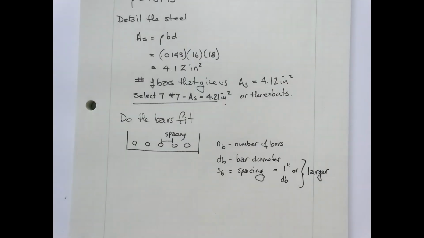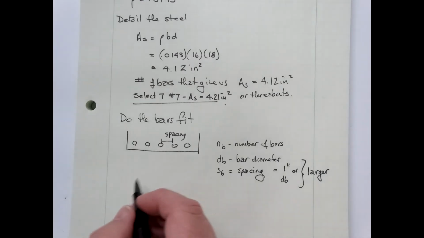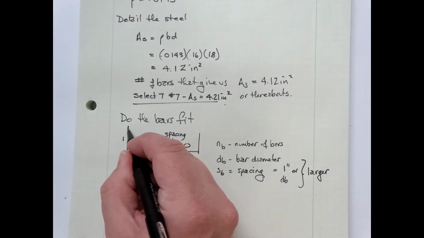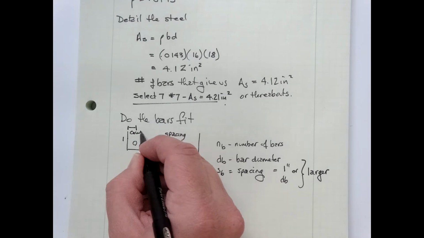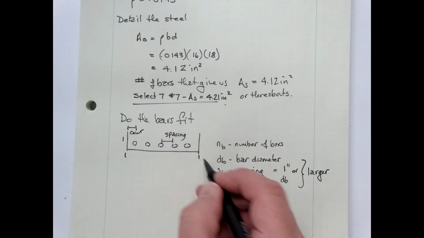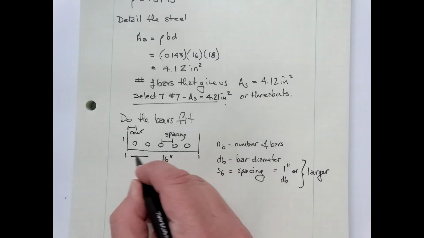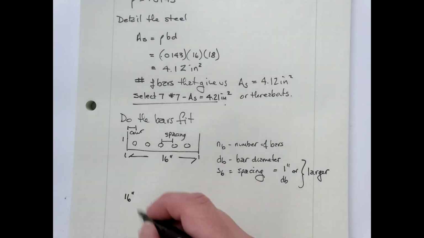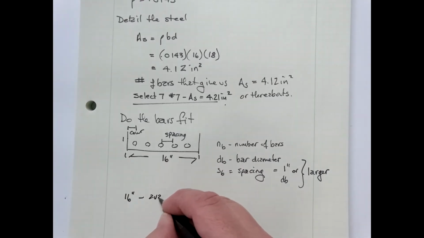That comes from the code. Remember we talked about bundled bars a while ago? You can also bundle these if they don't fit, but let's check. This distance from here to here is the cover. So if I go from this distance to this distance is 16 inches. I have to check 16 inches is what I have available.